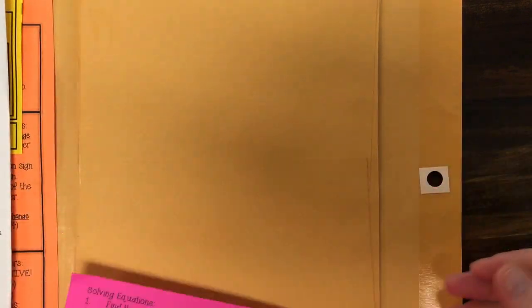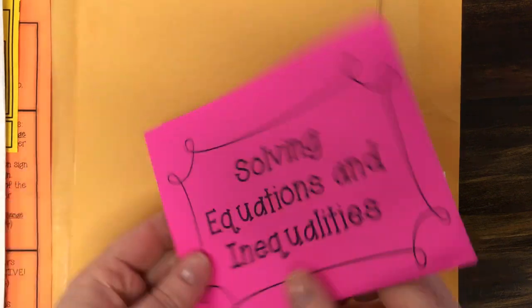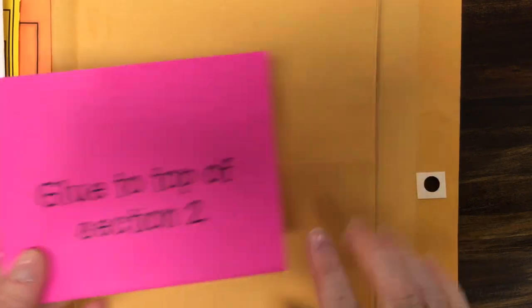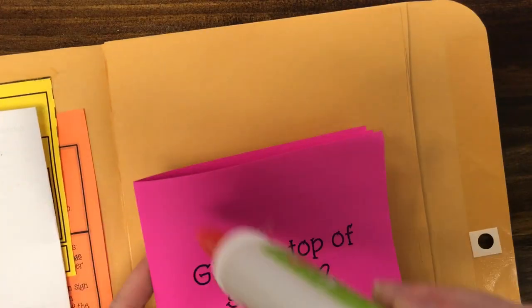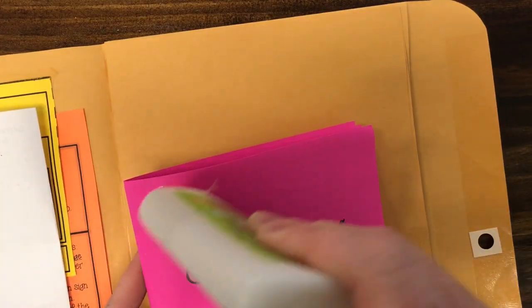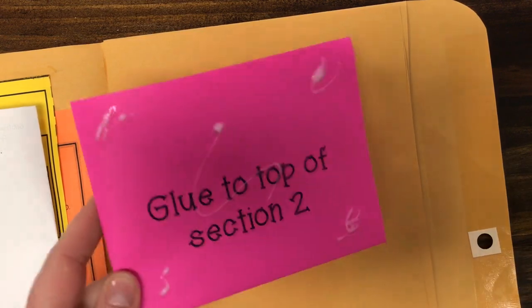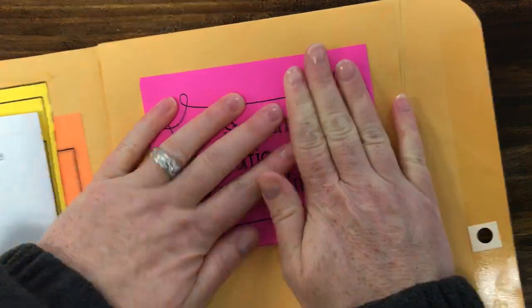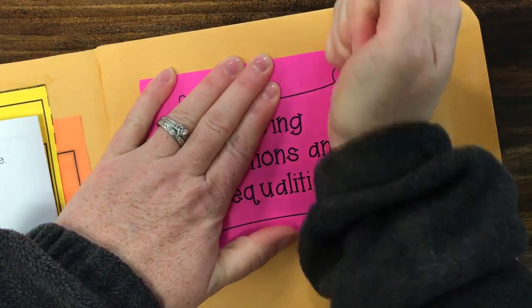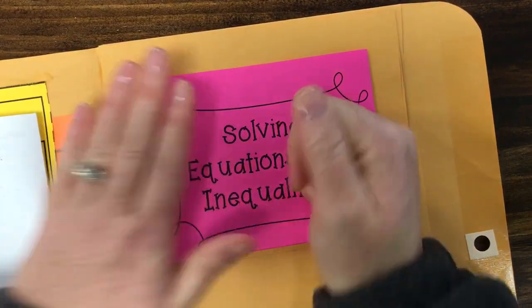Okay. So on the front, it should be solving equations and inequalities. On the back, it should say glue to top of section two. We're considering this section two. So it's the inside page of the first one. So we're gonna put our dots, and then I'm gonna glue this to the top of section two.